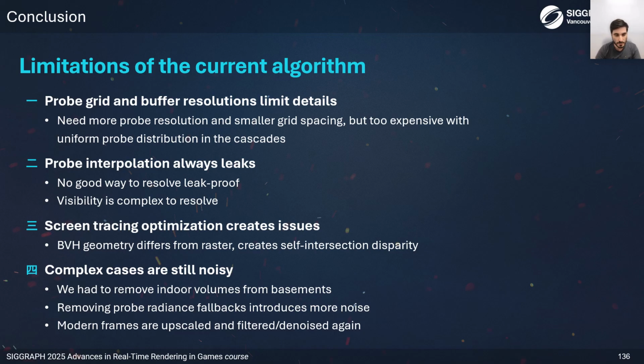We do want to note that modern frames are upscaled and filtered for GI, and then upscaled again for the final result. And this has been taking a toll on the results for noise.